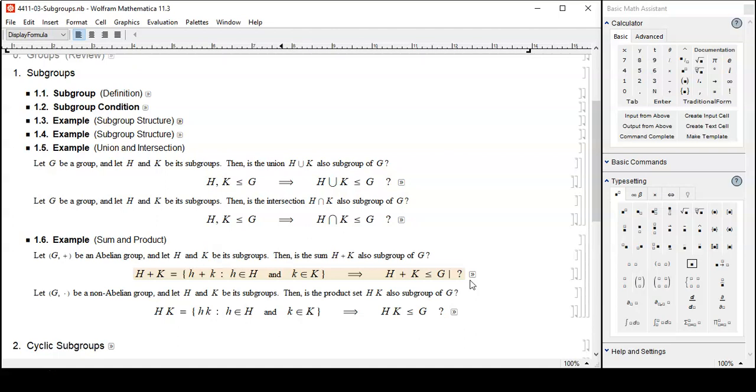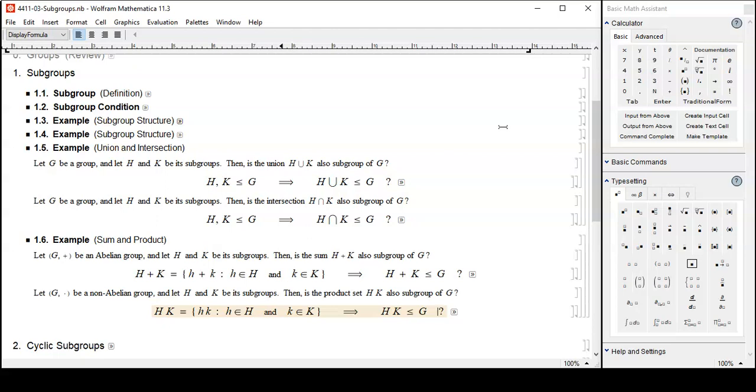If yes, you have to prove it. If no, then you have to provide a counterexample. And that's for the abelian group. And this is for non-abelian groups. So here I use addition notation. Here, just multiplication notation.